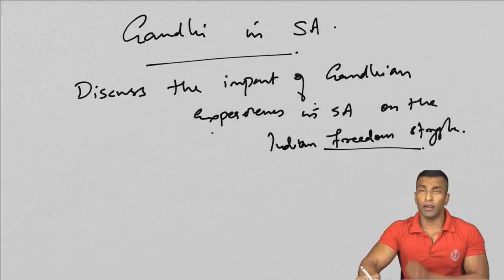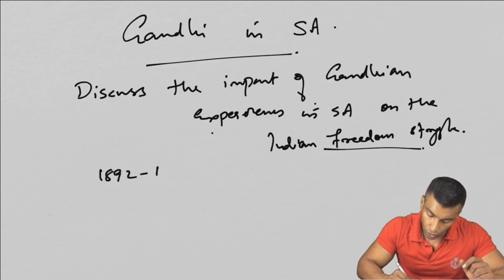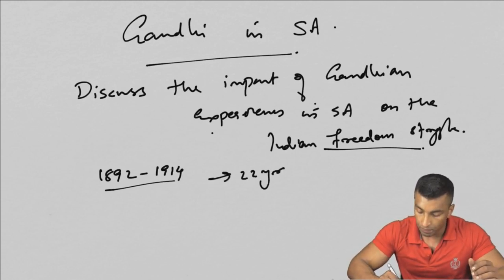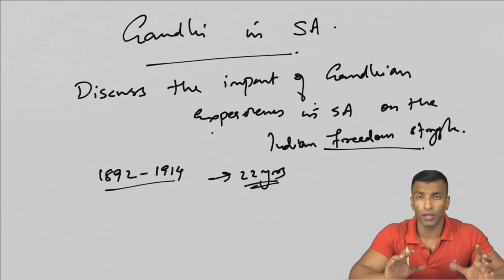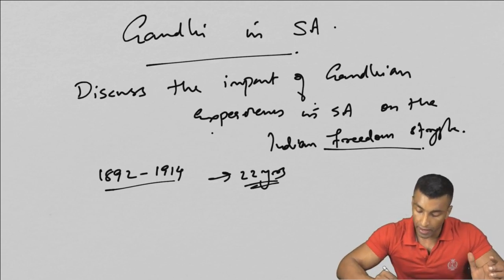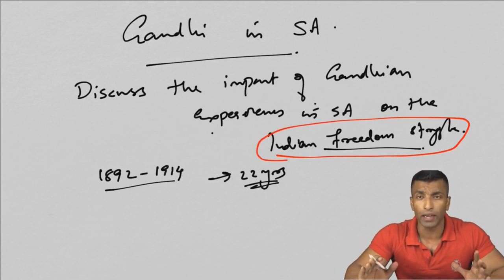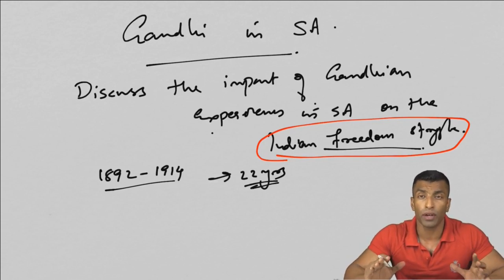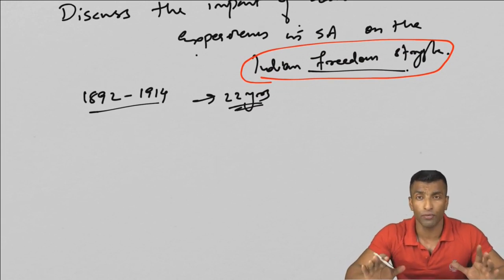See, Gandhi was in South Africa from 1892 to 1914. So during these 22 years, Gandhi was in South Africa. The experience of Gandhi in South Africa is very important when it comes to the Indian freedom struggle, and in the next 20 minutes you will understand it completely. This can be a possible question in mains, and it is a very important topic in itself. You need to know it in and out, and this session is enough for that.